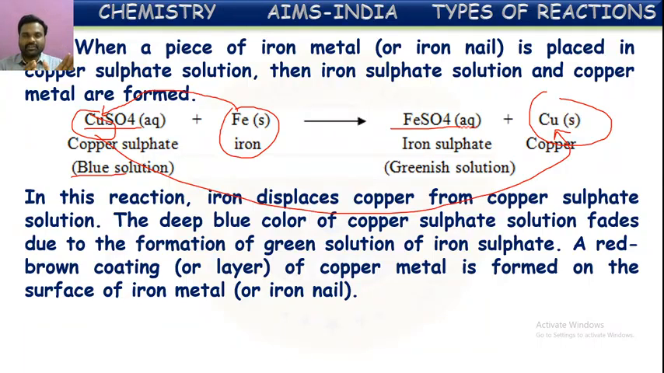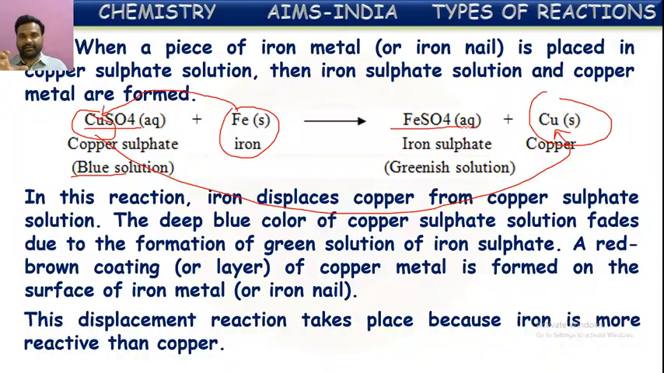So what is happening here? Blue colored copper sulfate solution turns into green color because of the formation of iron sulfate. Iron sulfate is green in color. So here, a more reactive metal, iron, is displacing the less reactive copper metal. This displacement reaction takes place because iron is more reactive than copper.